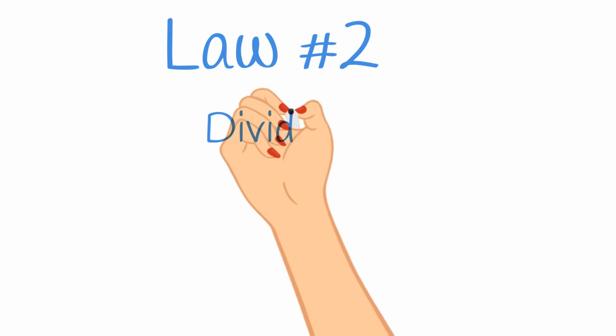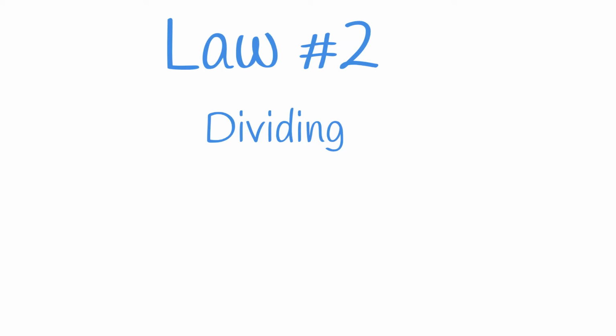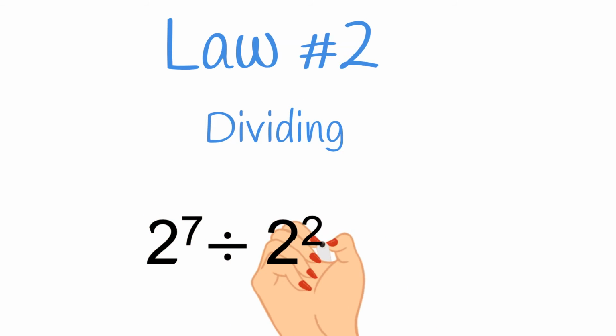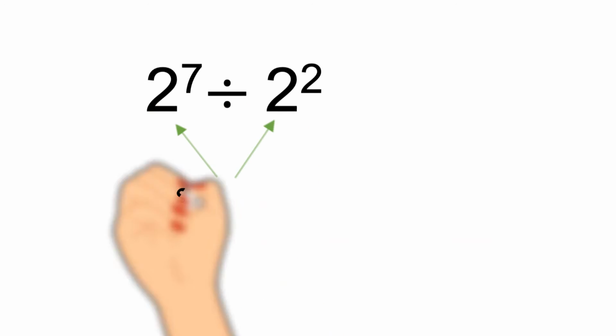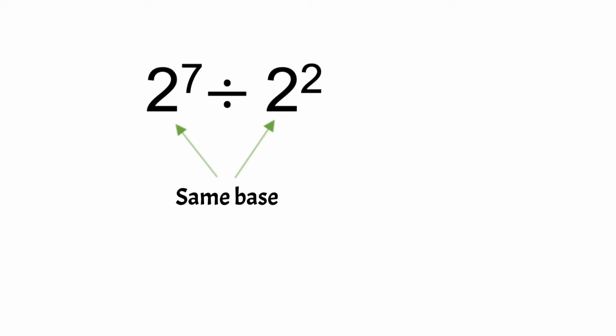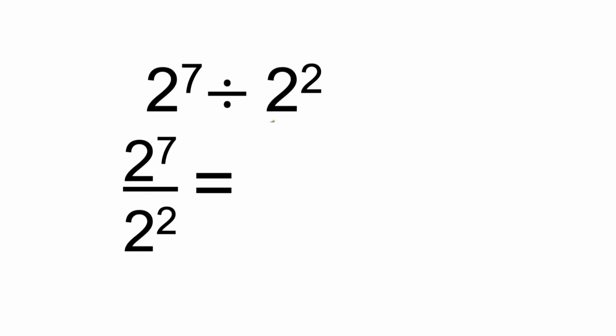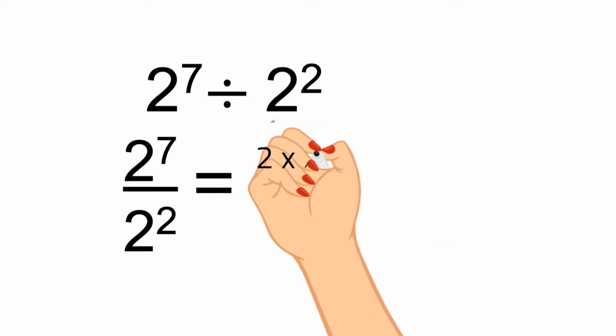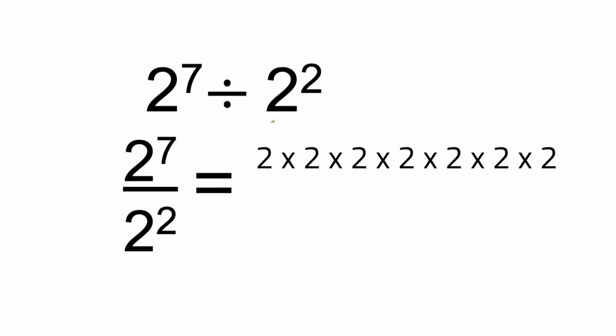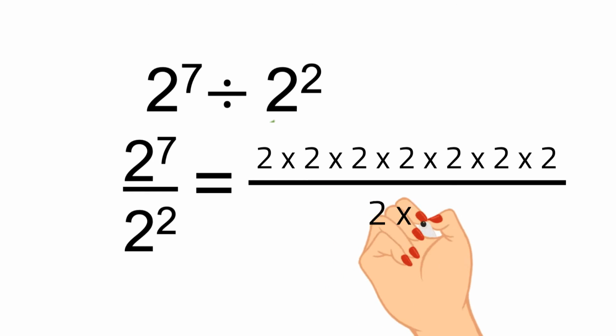Let's jump straight to law number 2 then, the dividing law. Similar situation, but we're dividing rather than multiplying, so you still need to check that the two expressions have the same base. Rewrite this as a fraction because it is so much nicer to work with, and then write out the top and bottom expression in full. So I have 2 multiplied by itself 7 times divided by 2 times 2.